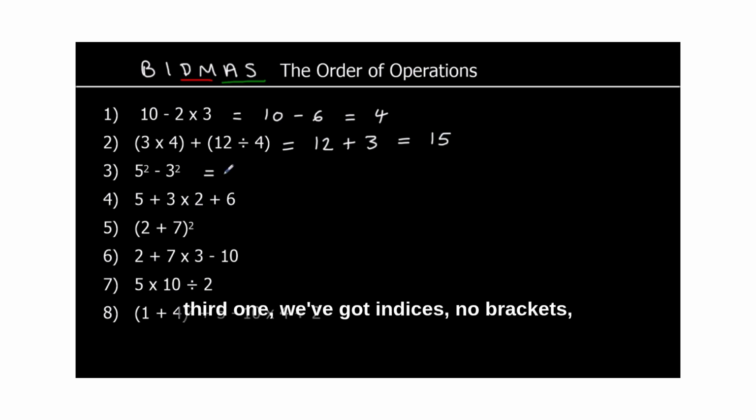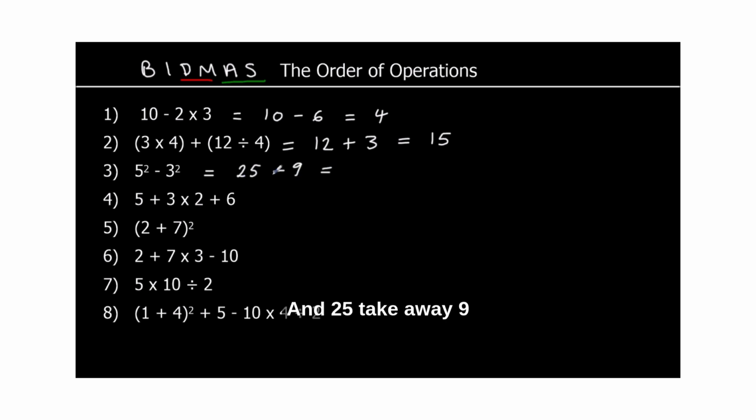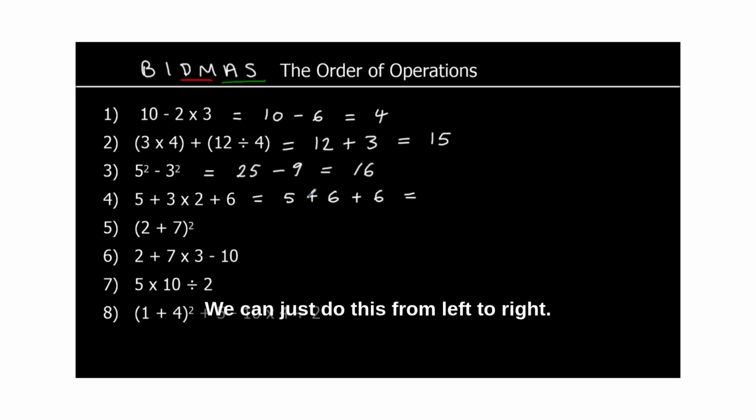The third one, we've got indices, no brackets, but we've got indices. We've got 5 squared, which is 25. Take away 3 squared, which is 9. And 25 take away 9 is 16. For question 4, no brackets, no indices, there is a multiplication. So that will be first. 3 times 2 is 6. So we've got 5 plus 6 plus 6. We can just do this from left to right. So 5 plus 6 is 11, plus 6 is 17.